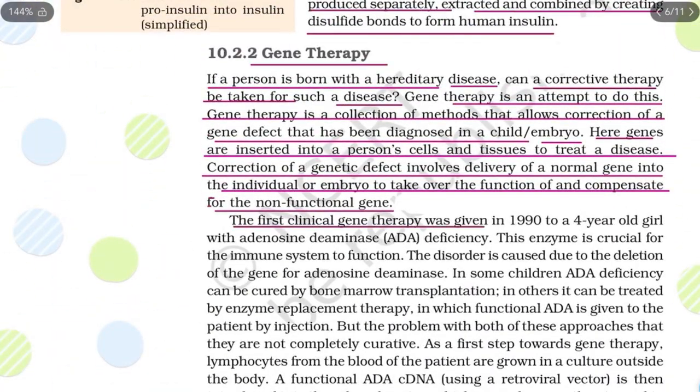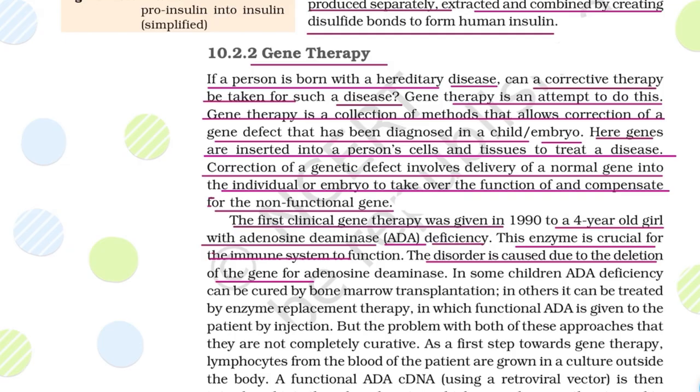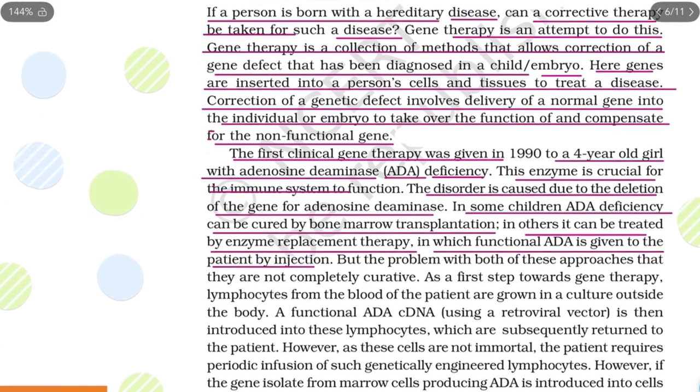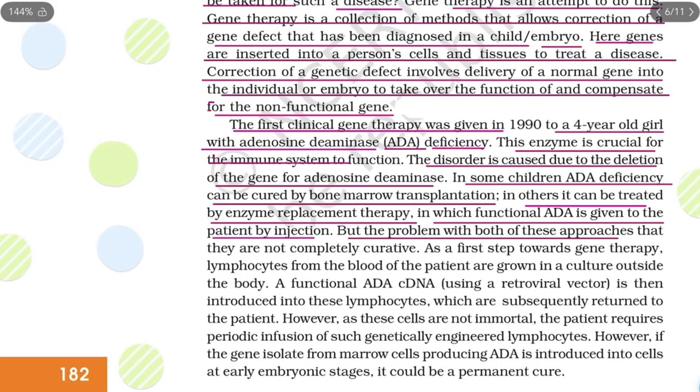The first clinical gene therapy was given in 1990 to a 4-year-old girl with adenosine deaminase, ADA, deficiency. This enzyme is crucial for the immune system to function. The disorder is caused due to the deletion of the gene for adenosine deaminase. In some children, ADA deficiency can be cured by bone marrow transplantation. In others, it can be treated by enzyme replacement therapy, in which a functional ADA is given to the patient by injection. But the problem with both of these approaches is that they are not completely curative.